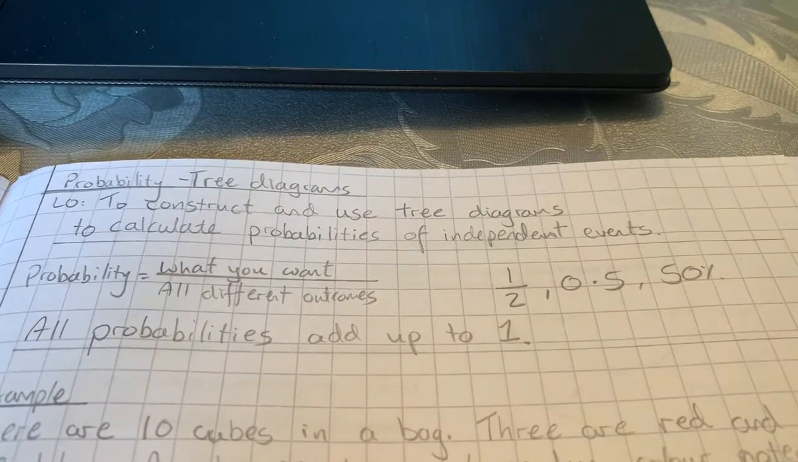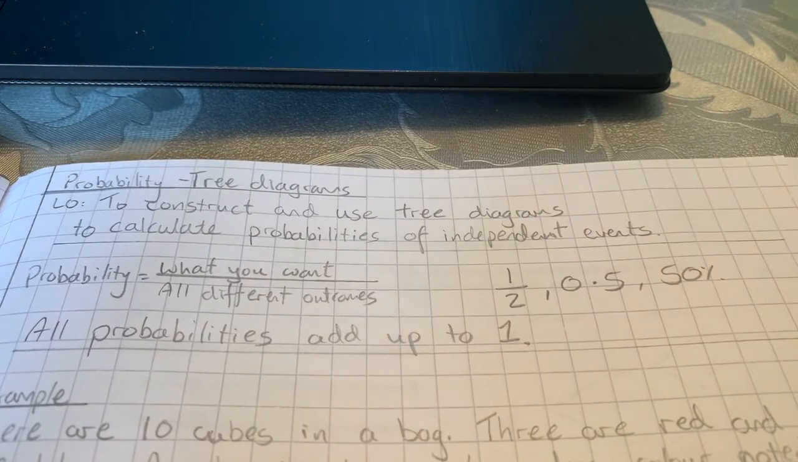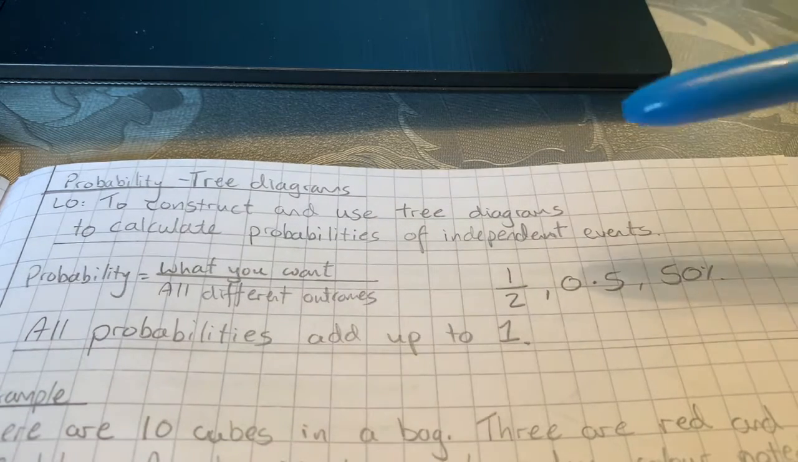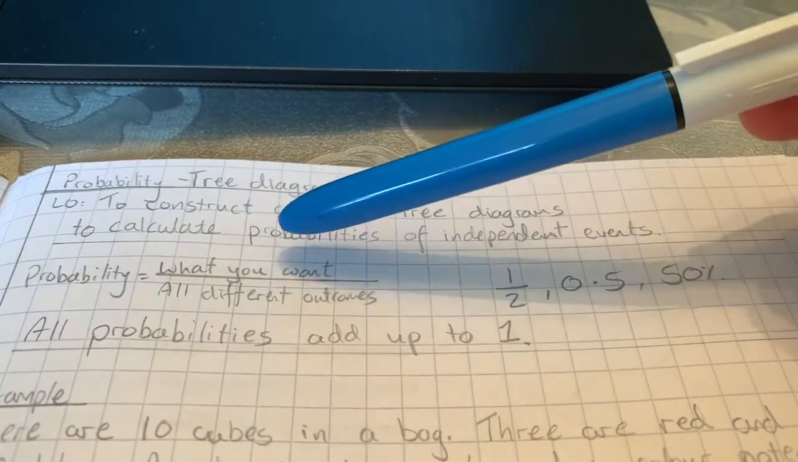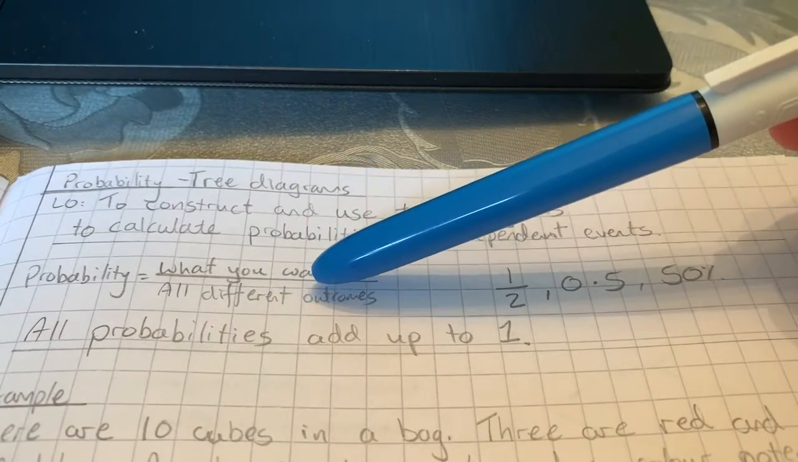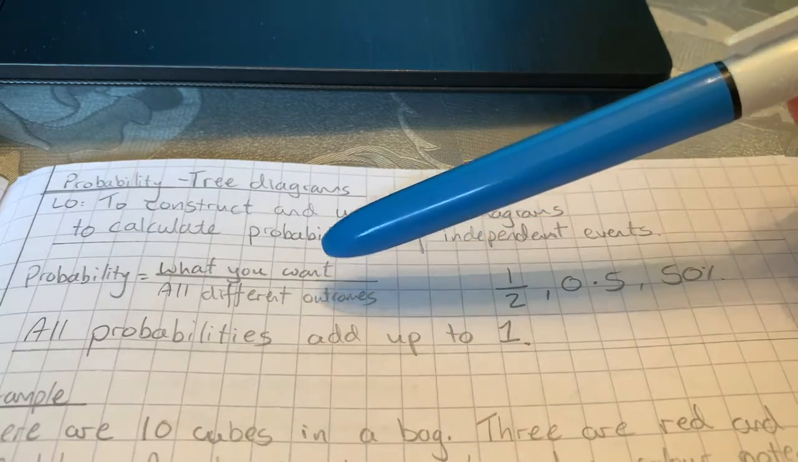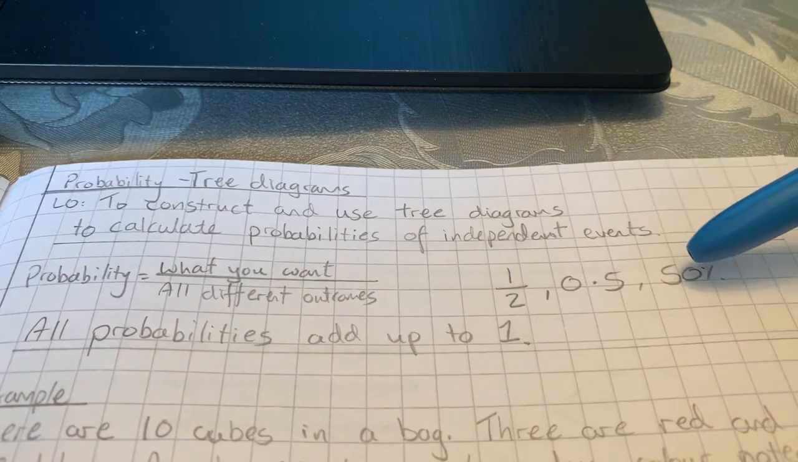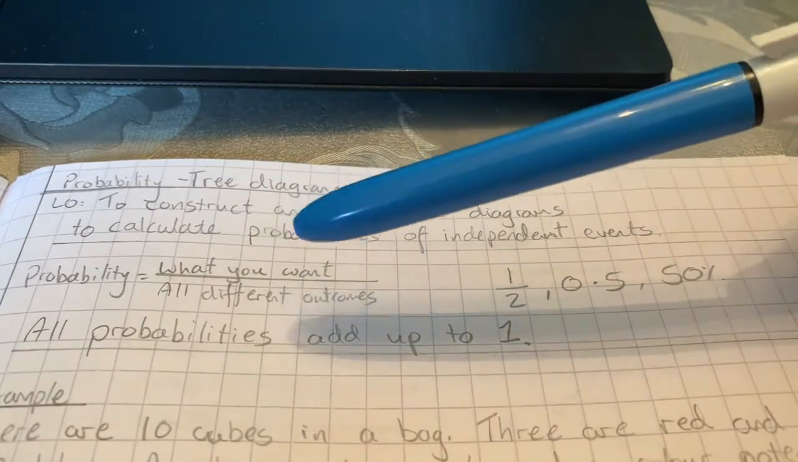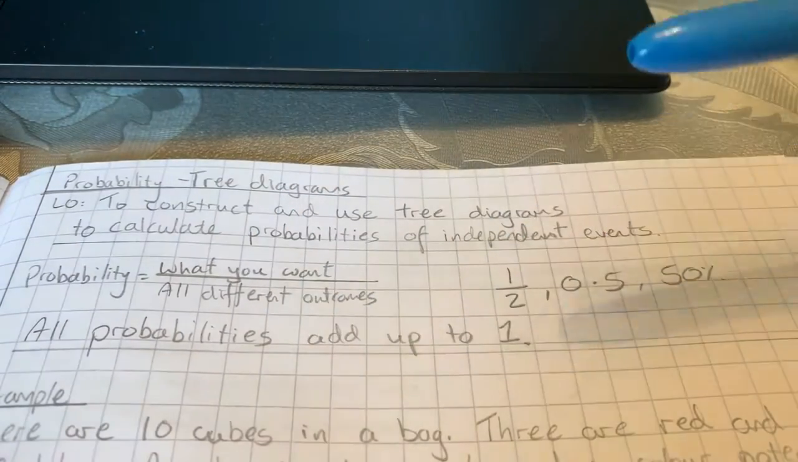We're looking at constructing tree diagrams and then using these to calculate probabilities of independent events. Now, things to understand and remember is what probability is. It's what you want over the different outcomes, all the different ones available. And then it could be written as a fraction, decimal, or percentage, and all probabilities add up to 1. So key information there.